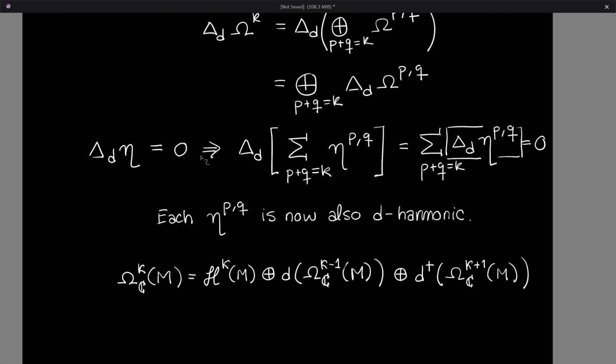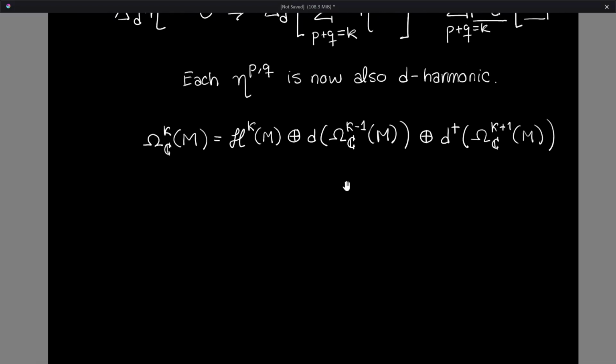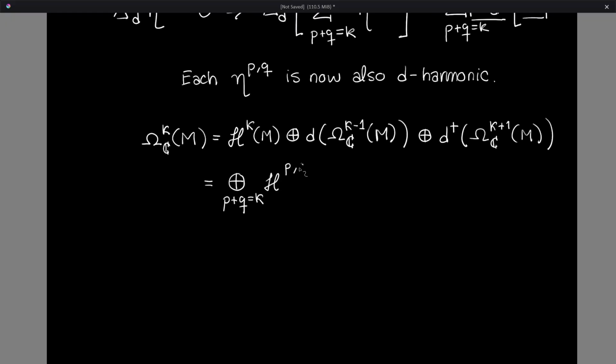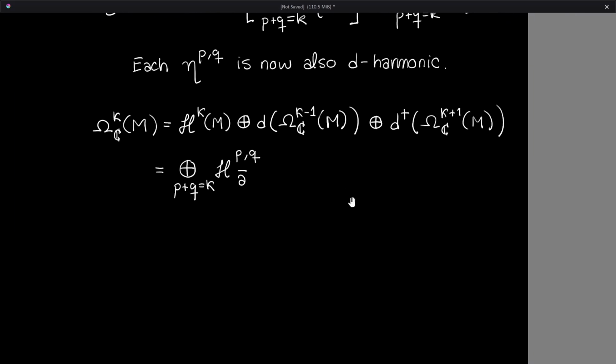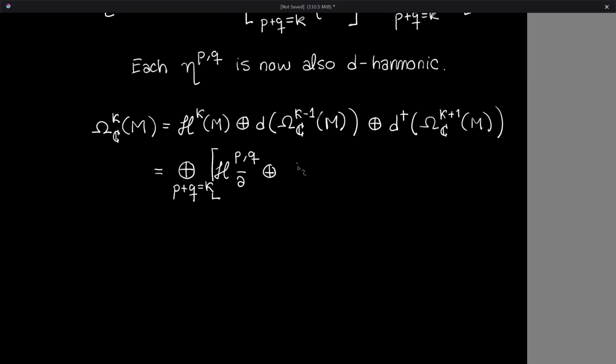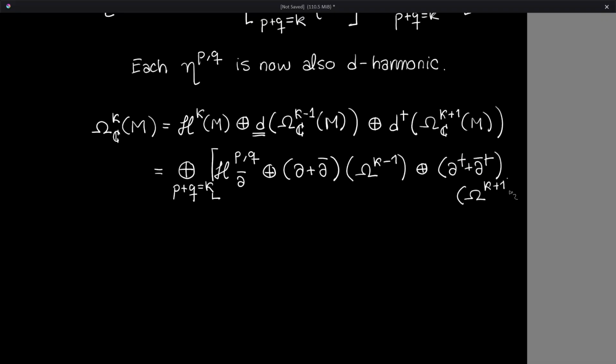So what's going to happen because of this behavior over here is that this now splits over the (p,q) boundaries. So then we get H^(p,q) with respect to partial bar. You can do it with partial or you can do it with partial bar. We're going to be doing it with partial bar here. So plus, I'm going to split this d into two pieces, partial plus partial bar. Remember, we can decompose it into two pieces. And we'll keep this like this for a moment. Plus partial dagger plus partial bar dagger of Omega^(k+1).